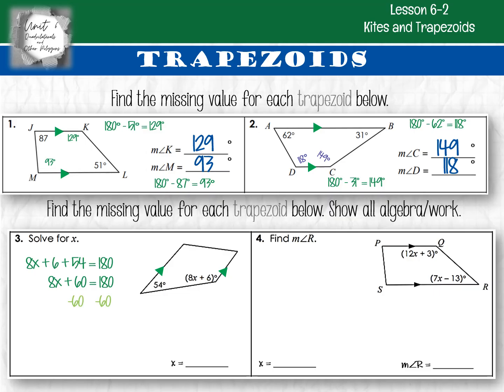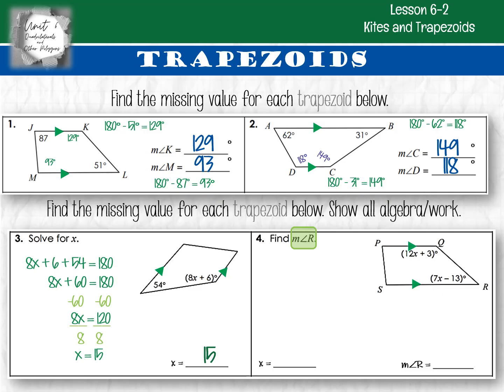Let's subtract our 60 on both sides. We get 8x equals 120. Divide both sides by 8, and x is 15. And that's our final answer for number 3. Number 4. We're ultimately looking for the measure of an angle.